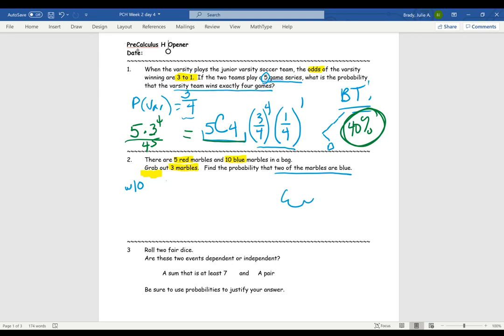If we're going to arrange the marbles on our floor, and I hope we're back in North 317 before the end of the year so we can share that space again, how would we do it? We would put the 5 reds in one pile. We would put the 10 blues in another pile. And to win, we are going to grab out 3, and we want 2 of them to be blue. So we're going to go over to the blue pile.